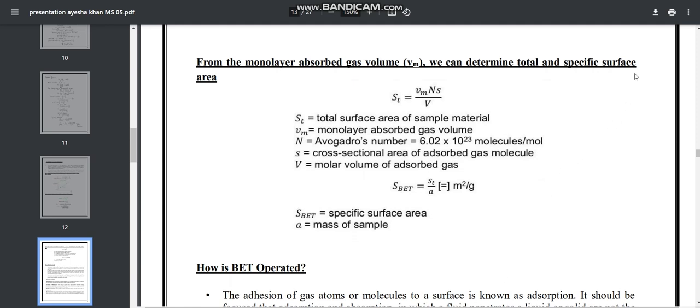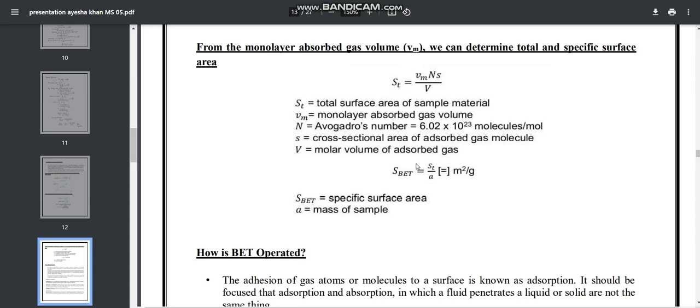From the monolayer adsorbed gas volume, you can determine the total and specific surface area. St is equal to Vm N s over V, where St is the total surface area of the sample material, Vm is the monolayer adsorbed gas volume, N is Avogadro's number, s is the cross-sectional area of the adsorbed gas molecule, and V is the molar volume of the adsorbed gas. The BET surface area is equal to St over a, where the BET surface area is the specific surface area of a porous material that we calculate with the help of BET.